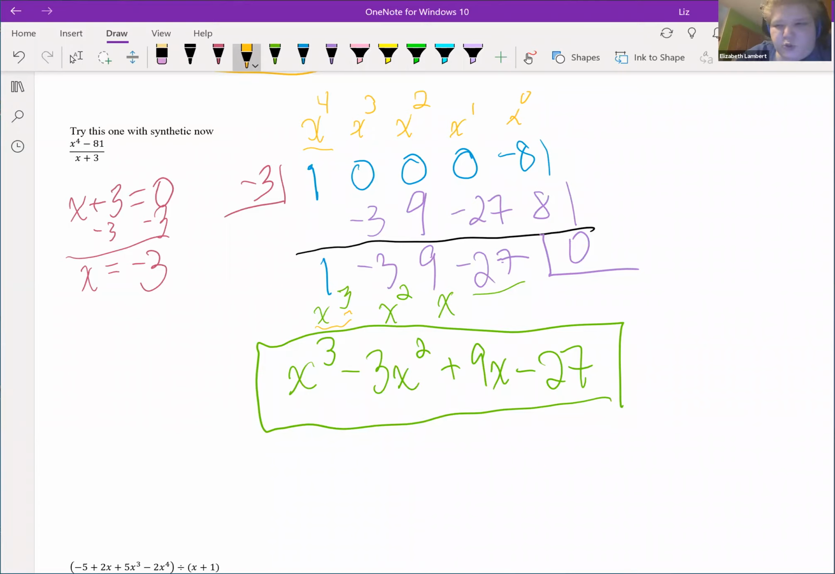Or you can do it backwards, constant, and count up. Either way works. For some reason, it just made sense to me to be like, this is the remainder, so this is the constant, so this is x squared, cubed. I have a weird brain.